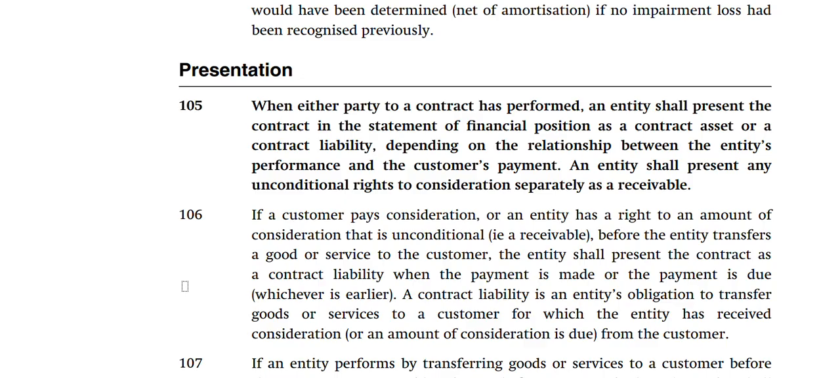If a customer pays consideration, or an entity has a right to an amount of consideration that is unconditional, that is a receivable, before the entity transfers goods or service to the customer, the entity shall present the contract as a contract liability when the payment is made or the payment is due. A contract liability is an entity's obligation to transfer goods or service to the customer for which the entity has received consideration from the customer.